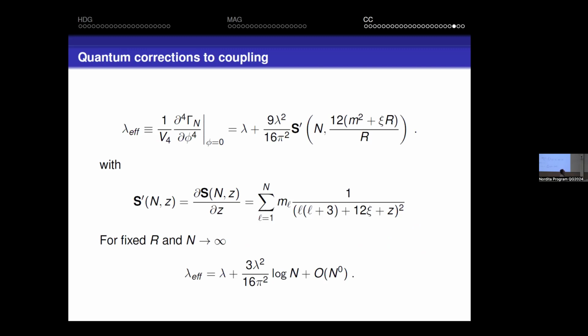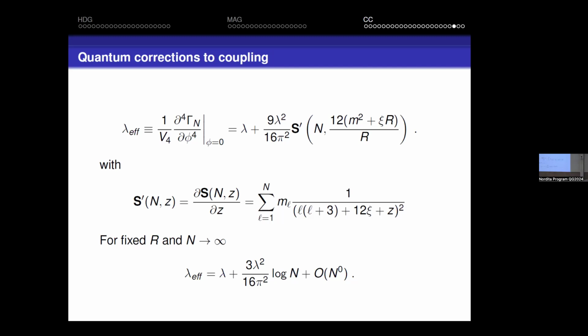The effective lambda comes from taking the fourth derivative of gamma with respect to phi at phi equal to 0. When you do that, you get the classical lambda, the tree level, plus something that goes like the first derivative of the function s. You have to evaluate this function. It is this sum here. Remember that m is cubic in L, and here you have L to the 4 in the denominator. So this sum is logarithmically divergent. It goes like this. This is the standard divergence with a cutoff.